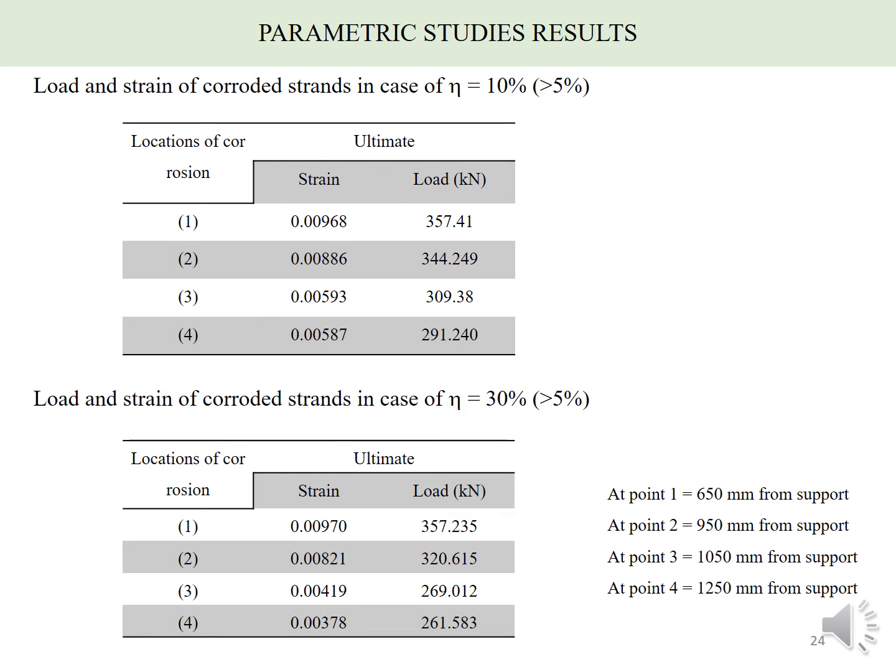A corrosion location at a distance of smaller than or equal to 650 mm from the support shows little to no effect on the local behavior of the PSC beam corroded strand, even though the corrosion level is higher than 5%. However, the effect of corrosion level started to show significant change when the corrosion was located at a distance of equal to or larger than 950 mm from the supports, with a corrosion level higher than 5%.